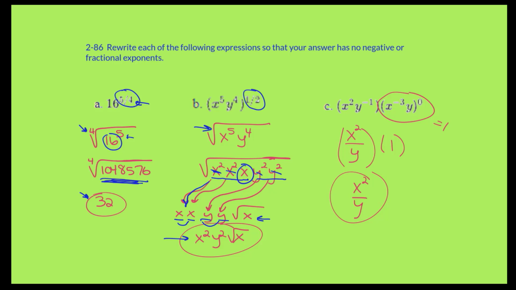Okay, part C, the fact that they put a 0 here made that so easy. Anything to the 0 equals 1. So this whole set of parentheses just equals 1, which you see that I pointed here. So what I'm doing is moving this to the denominator because it changes it to y to the 1st. So I have x squared over y times 1. Well, it's just x squared over y then. And that's all there is to 2-86.